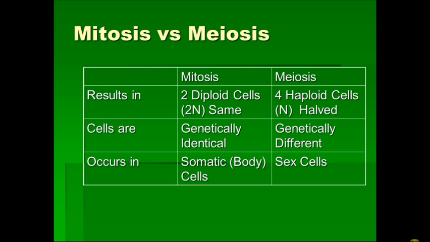In mitosis, we also see that they form the somatic, the body cells, so it forms your body, your bones, your blood, your skin, your hair. All the body cells are formed through mitosis, and meiosis forms the sex cells, the sperm and the egg.